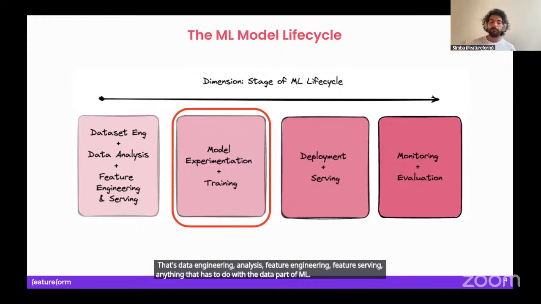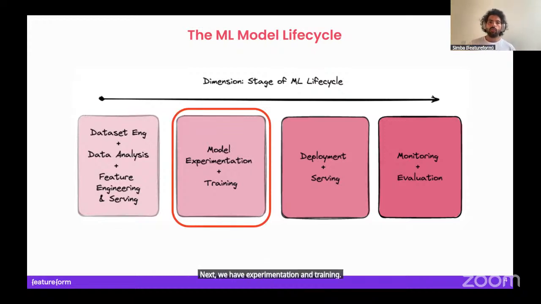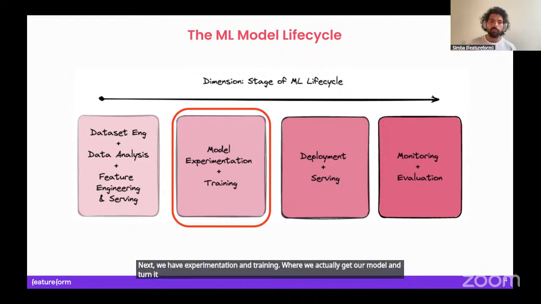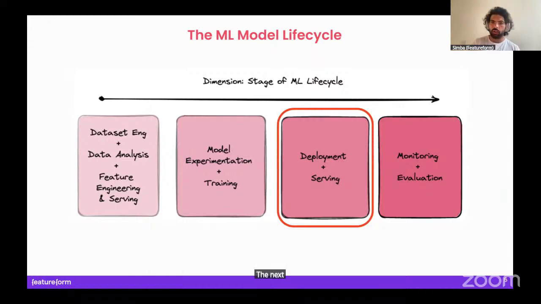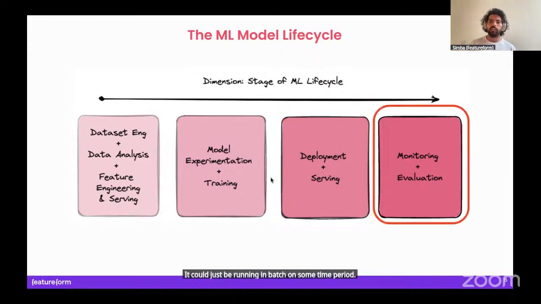Next, we have experimentation and training, where we actually get our model and train it. Once we have a trained model, the next big problem to solve is getting that model into production for serving. For online models, that could be a deployment that is constantly running. And for certain types of scoring models, it could just be running in batch on some time period. And then finally, monitoring and evaluation.